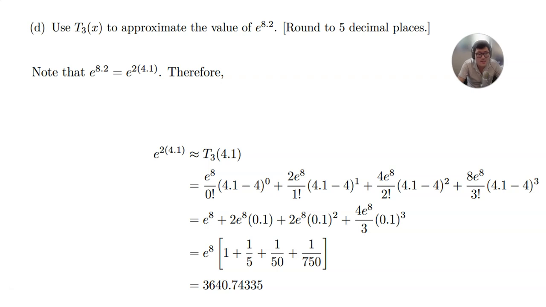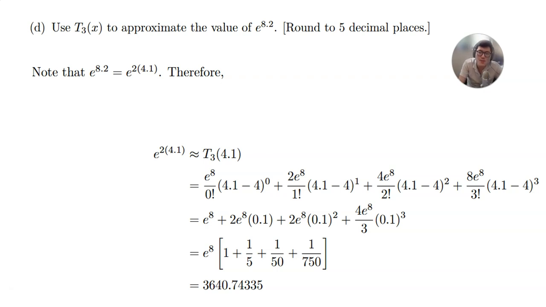Part D says use t sub 3 of x to approximate the value of e to the power of 8.2. Round your answer to 5 decimal places. Note that e to the power of 8.2 is equal to e to the power of 2 times 4.1. Therefore, what I want to do is plug in 4.1 into my third degree Taylor polynomial that we found in the previous part.